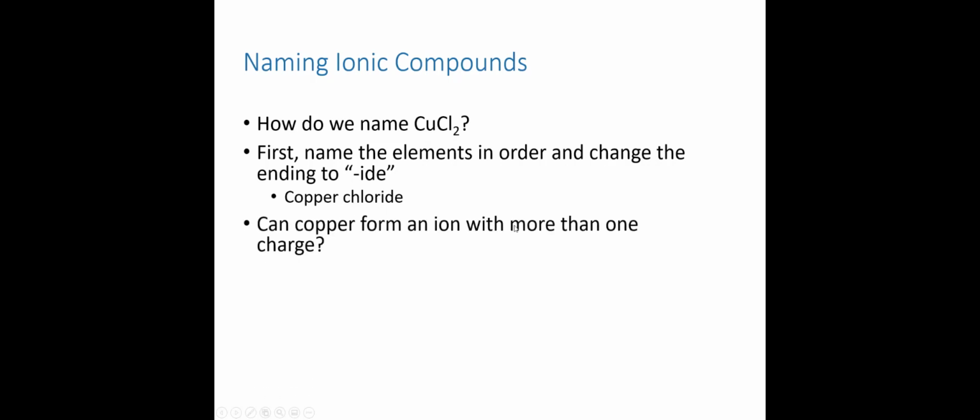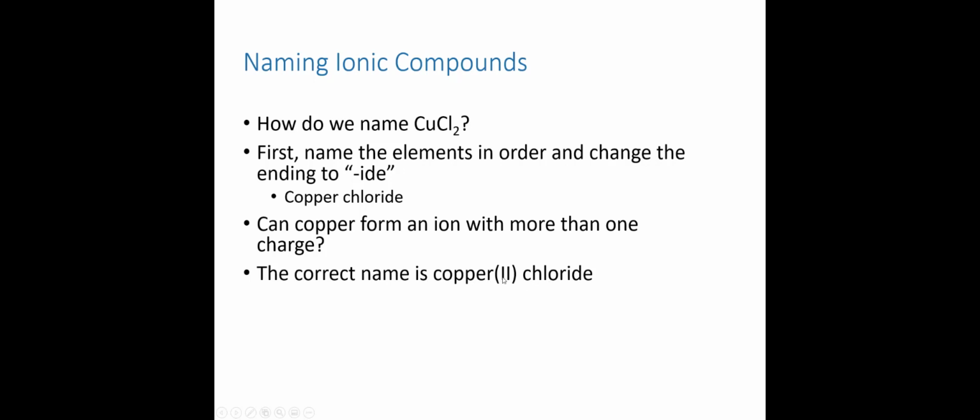Can copper form an ion with more than one charge? So you're not supposed to memorize all the ions that can have more than one charge. You just have to know which ones only have one charge. So copper is not in group 1, not in group 2, and wasn't any of the other 4 special cases, which were aluminum, zinc, silver, and cadmium. So yes, it can form more than one charge, and we have to include that in the name. So the correct name is copper 2 chloride.